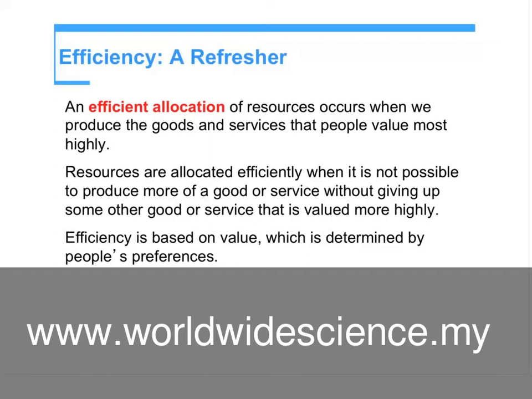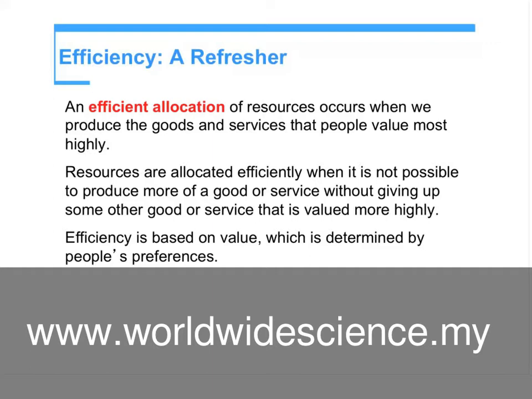If, let's say, we have two services or goods, one of them is higher valued, it's efficient allocation if we are not supposed to give up the one which is higher valued to produce the other one. We want to make sure we always produce the one which is higher valued more. So efficiency is based on value, which is determined by people's preferences. So people's preferences will show us what the values are.